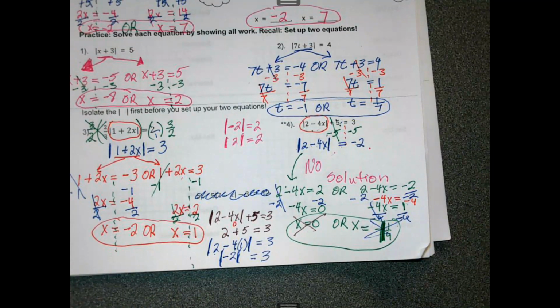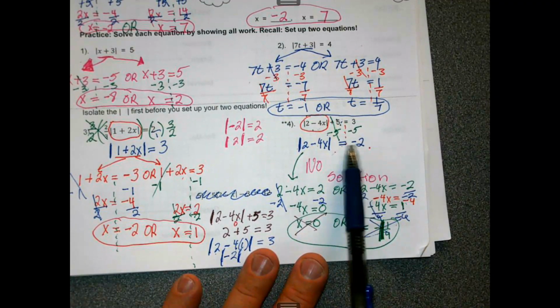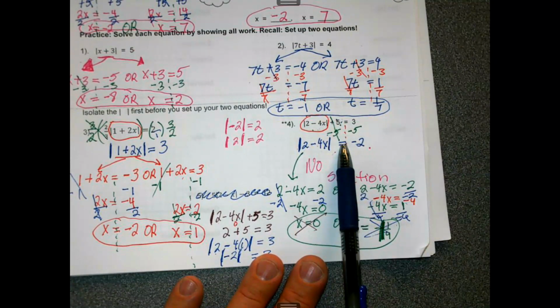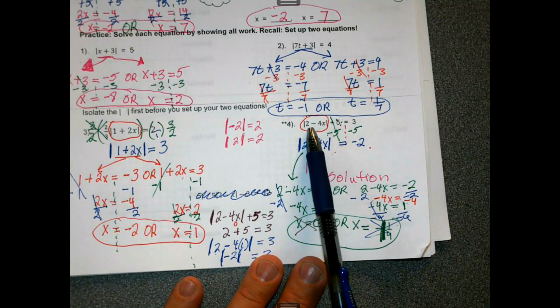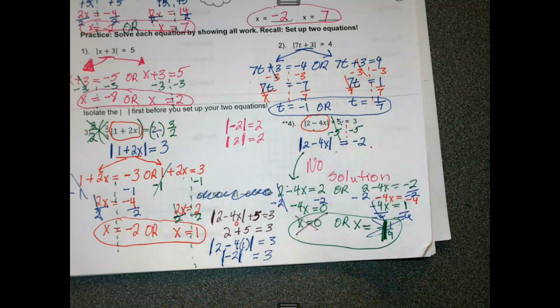Does that make sense? That's why when we got to this point, I knew there was no solution, because anything coming out of here is positive, and plus 5 will never equal 3. All right, I guess I took the long way to explain that. I hope I didn't confuse you too bad.